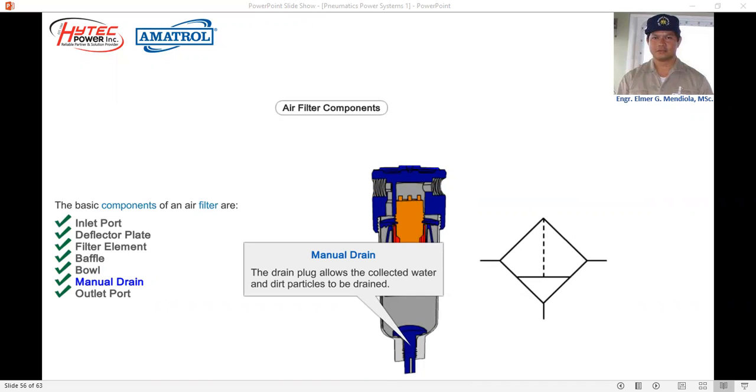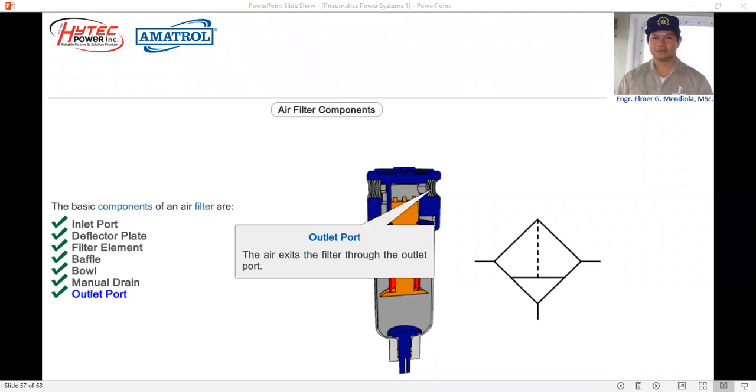Another important component of the air filter is the manual drain. So the drain plug allows the collected water and dirt particles to be drained. As a practice, before operating the pneumatic system, this component should be operated first in order to remove the impurities and particles that have been separated by the air filter. And the last component of the air filter is the outlet port. The air exits the filter through the outlet port towards downstream or to the system.